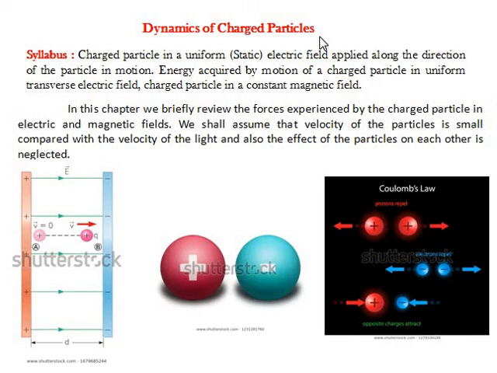In this chapter, we briefly review the forces experienced by the charged particle in electric and magnetic fields. We shall assume that the velocity of the particle is small compared with the velocity of light, and also that the effect of particles on each other is neglected. What does it mean? It means a charged particle's velocity is very small compared with the velocity of light, we assume here. Also, we assume that the effect of one particle on the other is neglected in an electric field.